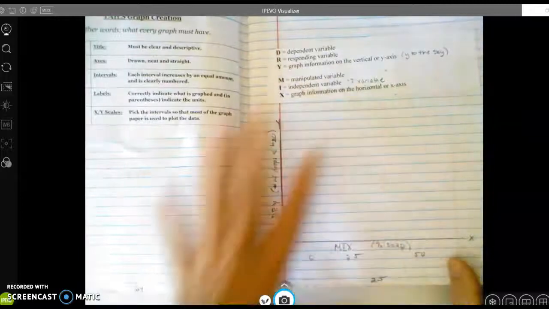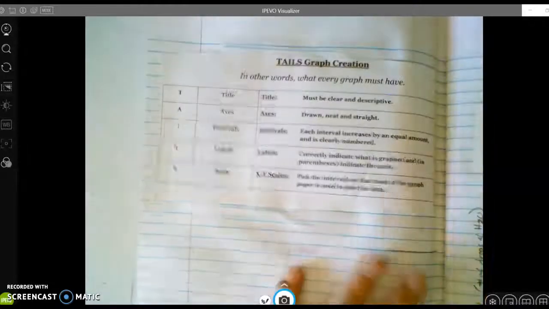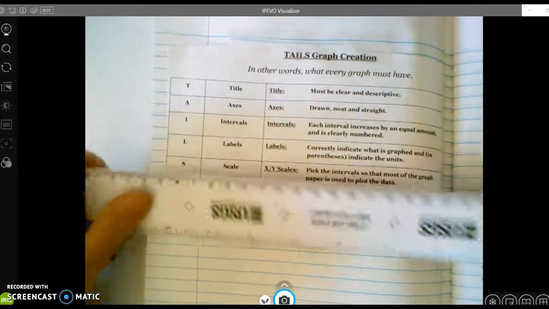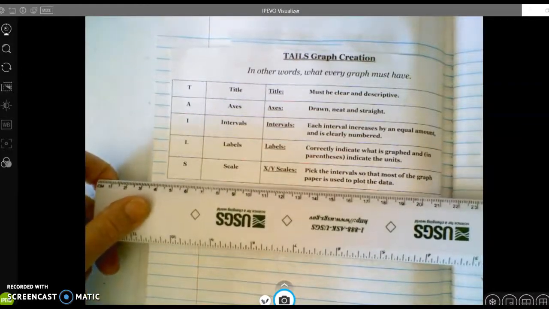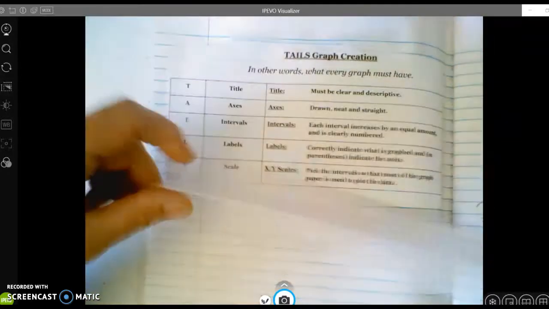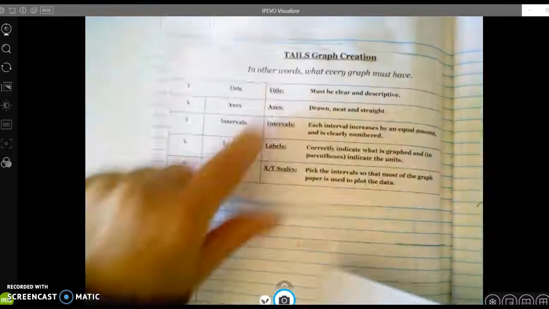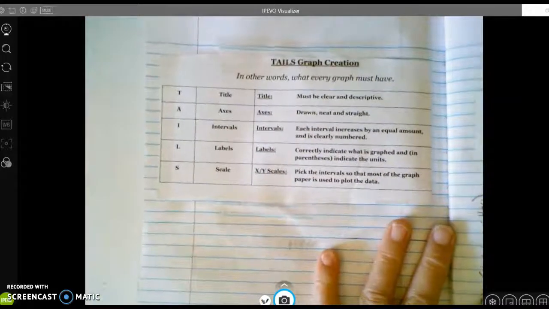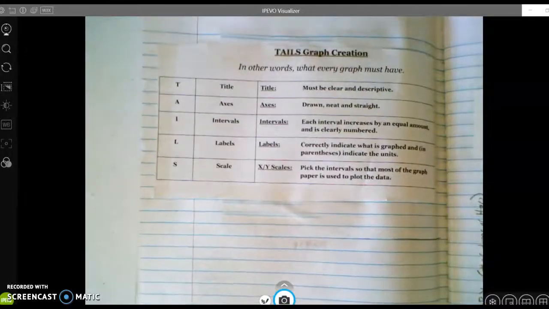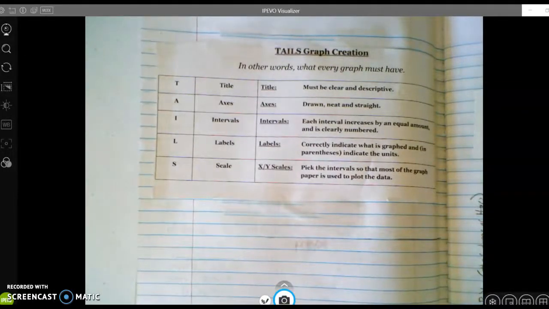Now, how do I grade your graphs? This is really important. We use another acronym, and it's called TAILS. So on page 24, on the other side, you're going to write down TAILS. You're going to make a little table. That's why you have your ruler. I just printed mine out so you could read it better than my writing. You're going to go ahead and make something that says TAILS, that has all this information here. Please stop the video. When you're done, start it again, and then I'll talk a little bit about it.